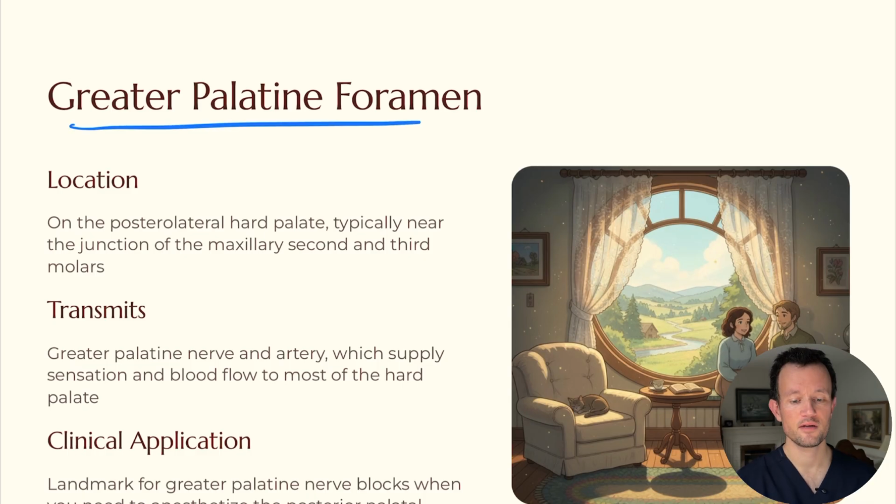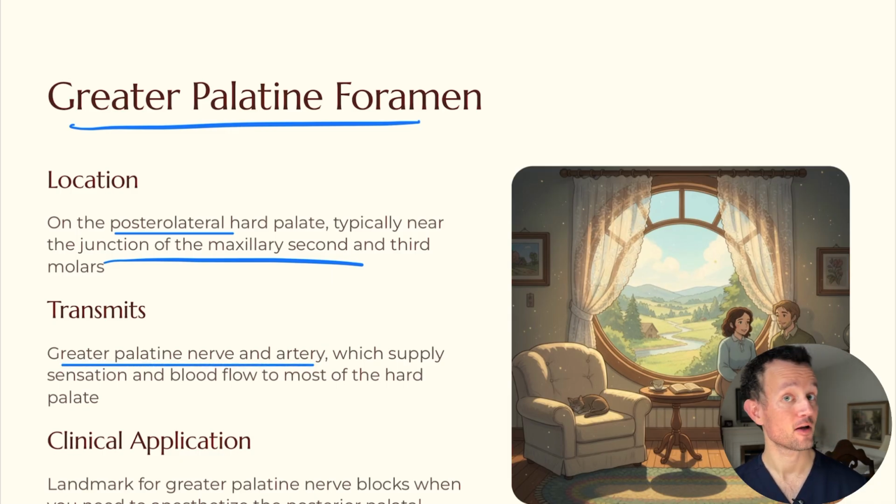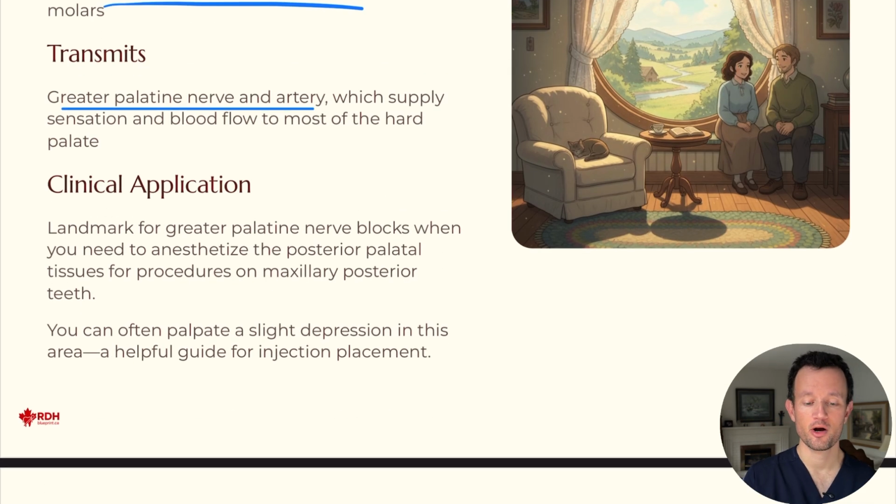The greater palatine foramen, or the GP, is on the posterolateral of the hard palate, typically near the junction of the maxillary second and third molar, way back there. It transmits the greater palatine nerve. Isn't that neat? The greater palatine foramen transmits the greater palatine nerve. Makes sense. It's the landmark for the GP nerve blocks.